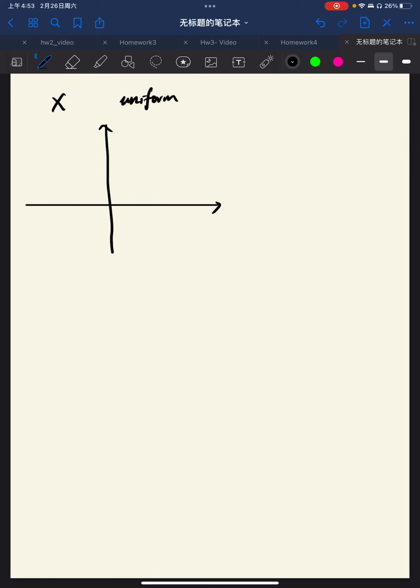Hello everyone. This video is about homework 4 problem 2. Based on the condition, we know that the random variable X is uniform. Based on the definition of the uniform function, it's uniform from -1 to 1. Then we plot it this way.